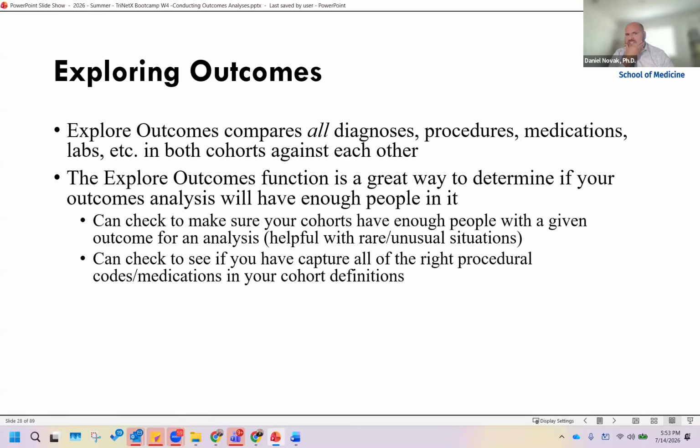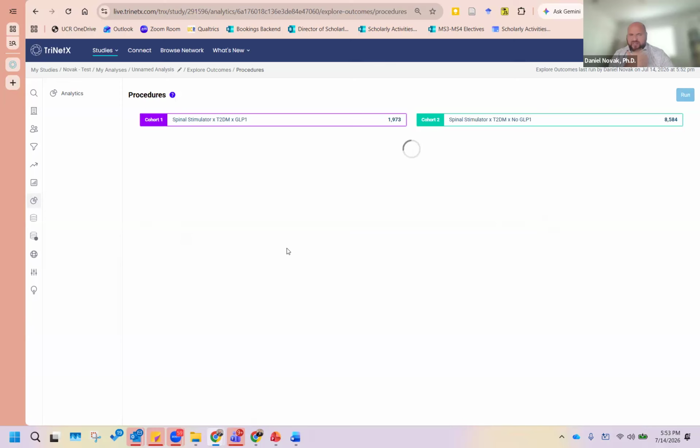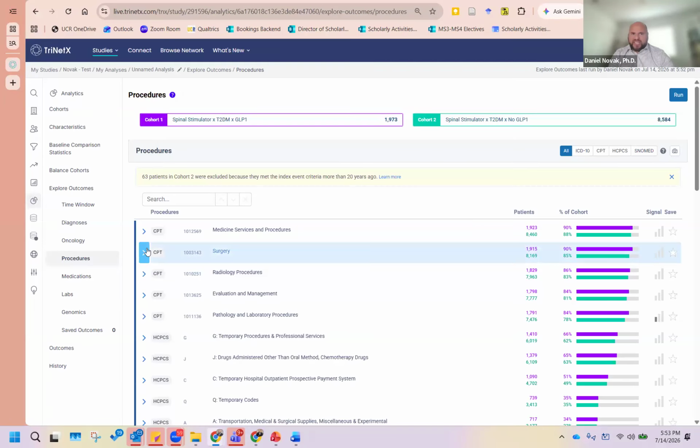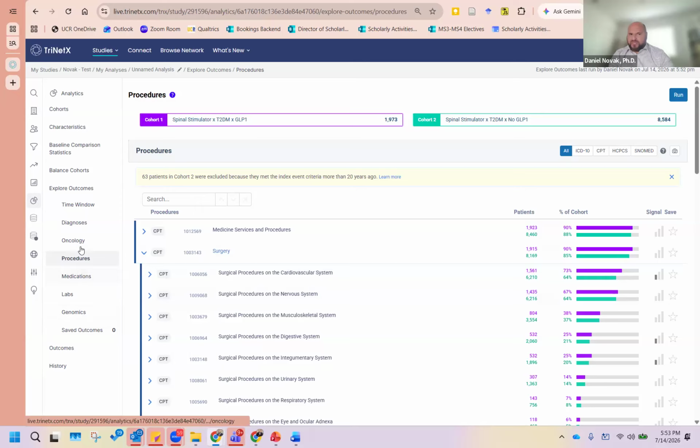And you can check to see if you have captured all the right procedural codes and medications in your cohort definitions. If you look at the procedures, you might find, oh, we didn't realize that in addition to all of the codes that we had captured under surgery, we had not included these additional ones that everybody in our cohort seems to get. That can be really useful.